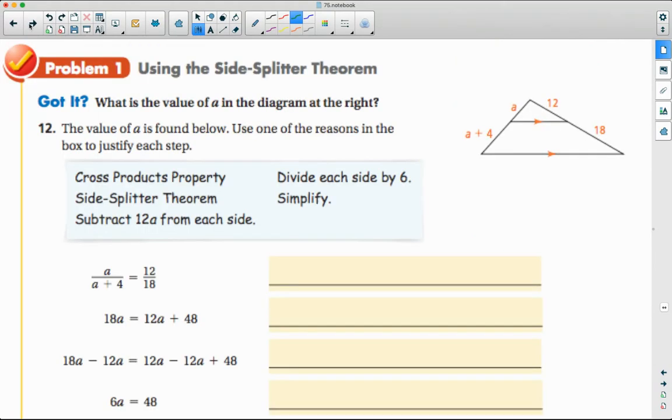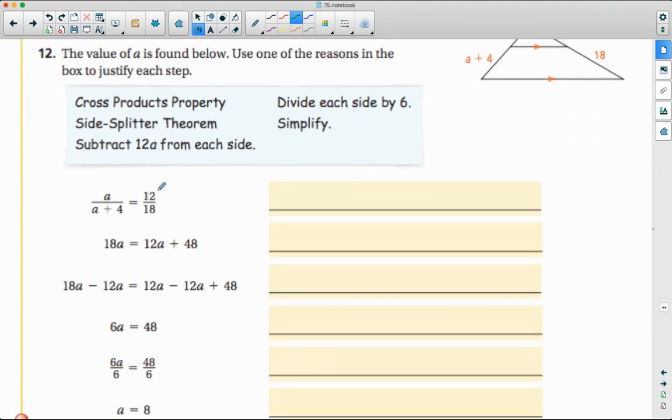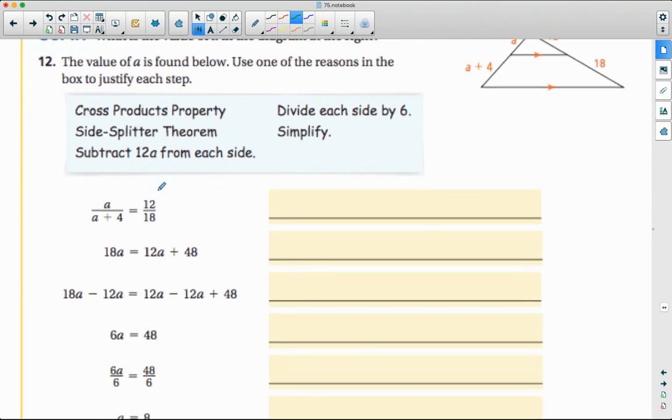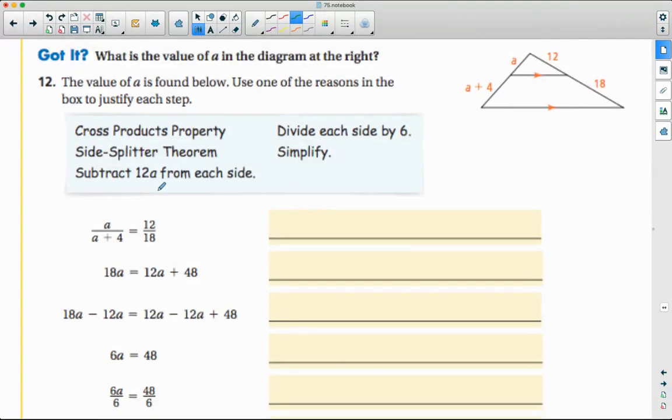Using the side splitter theorem, what is the value of A in the diagram at the right? Value of A is found below. Use one of the reasons in the box to justify each step. All right, so it is done here for us. So you can see what we have set up. This portion, A over A plus 4 equals 12 over 18. Okay, so that's set up by using the side splitter theorem.